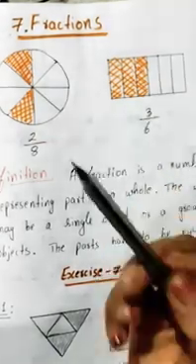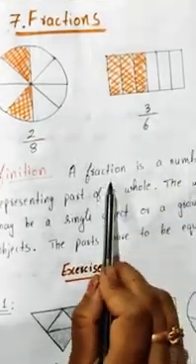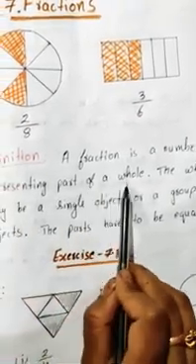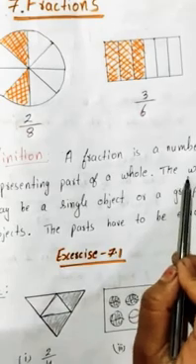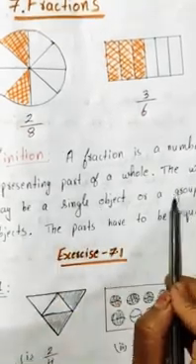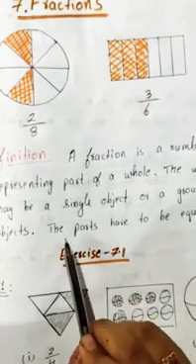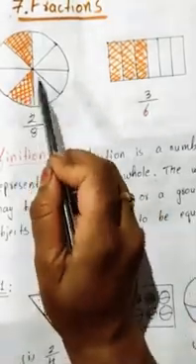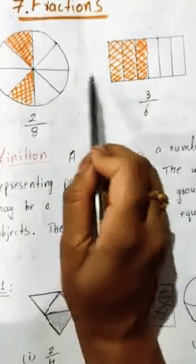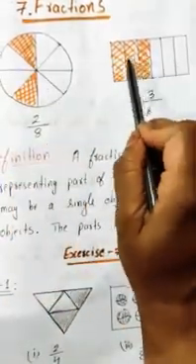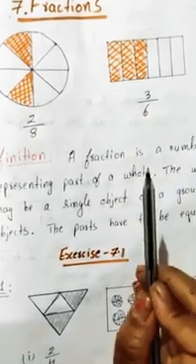Okay, so basically what is a fraction? A fraction is a number representing part of a whole. Okay, so the whole may be a single object or a group of objects. Okay, and the most important part is that all the parts must be equal. Now you have seen in both the figures all the 8 parts and all the 6 parts over here are equal. So this is the most important thing.